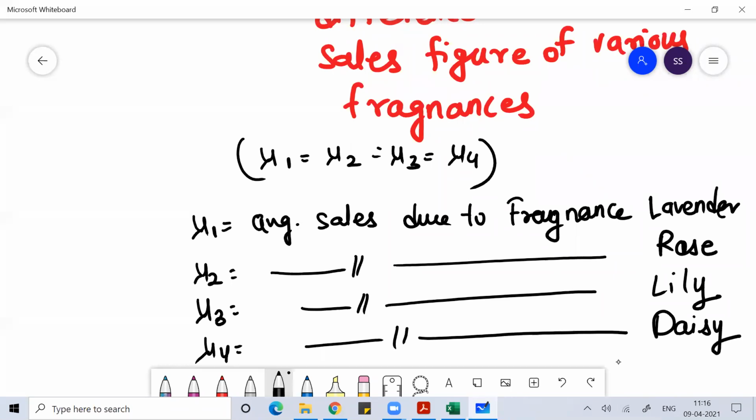So I hope you understand. Like this, you'll write mu1, mu2, mu3, mu4. Everyone, all this will be given to you at the end of the class. The handwritten notes, whatever I'm doing, will be given to you. If you can write this, well and good.